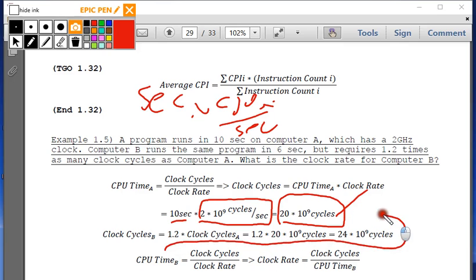So we get 24 times 10 to the 9 cycles, and then this just becomes finding the appropriate clock rate. Clock rate is cycles per second. We know that the program takes 6 seconds.